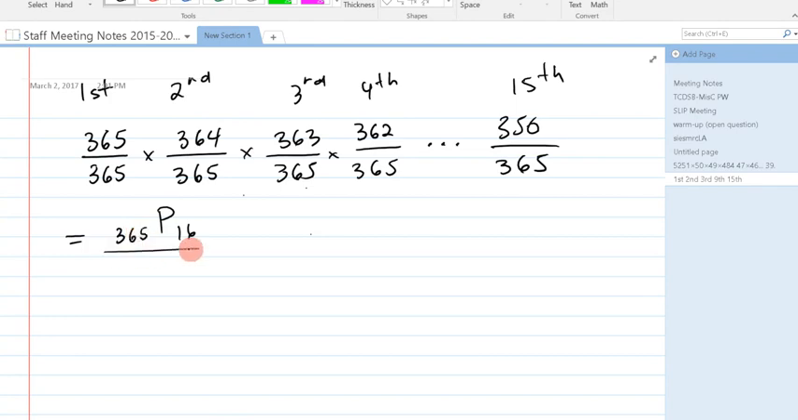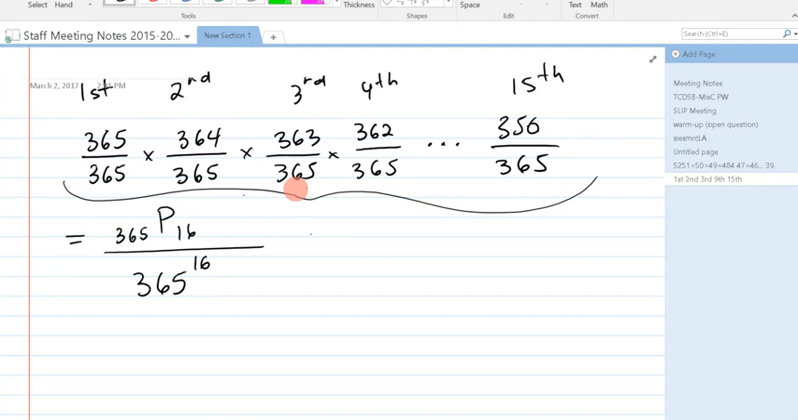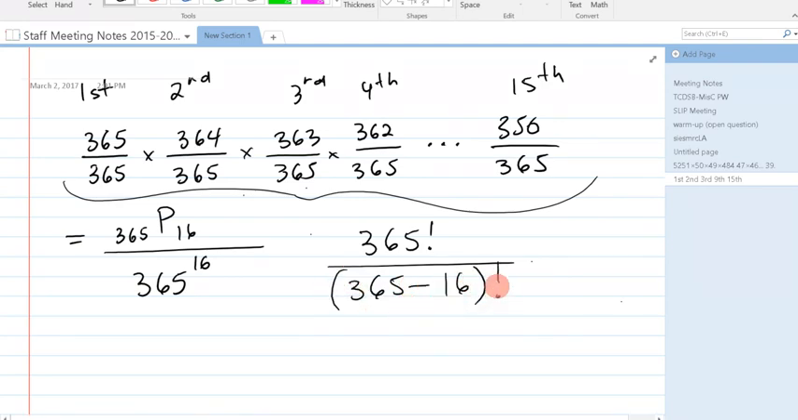Okay? And you divide that by 365 days of the year to the power of 16 as the total number of ways of arranging to have a birthday, whether or not some people have the same birthday. So that's the total number of outcomes. We also learned how to express this earlier in the chapter using factorials, right? So this would be 365 factorial divided by 365 minus 16 factorial.